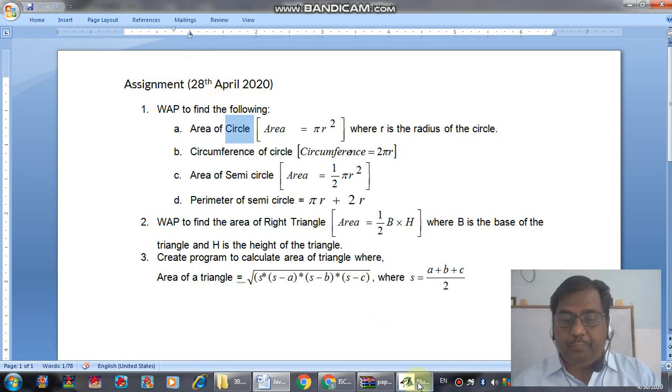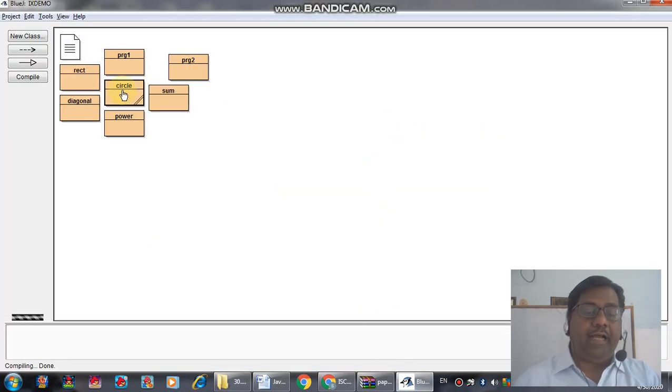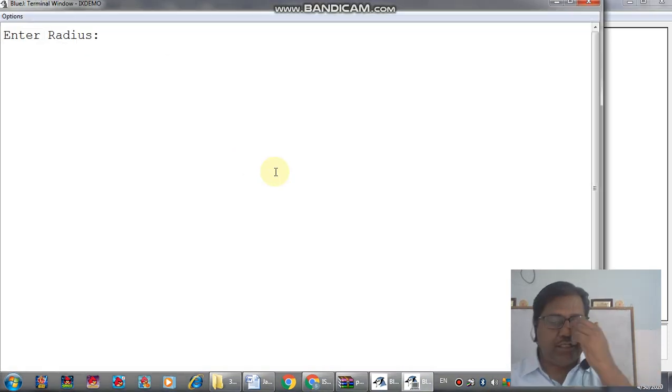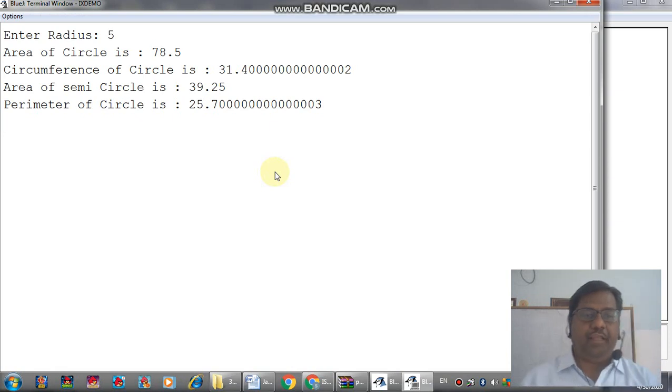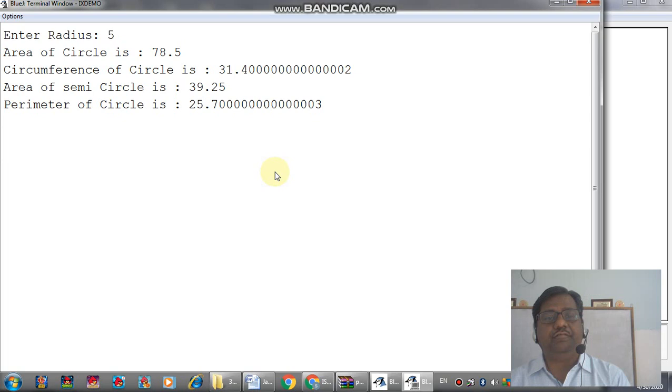We will move to the main window of this program and I will right click on the circle and click on void main. It is asking for the radius to enter. I will enter 5. Once I have entered 5, the results are there. Area is 78.5, circumference is 31.4, area of semicircle is 39.25 and the perimeter is 25.7. This is the way in which we will be working our program and showing our outputs, right?